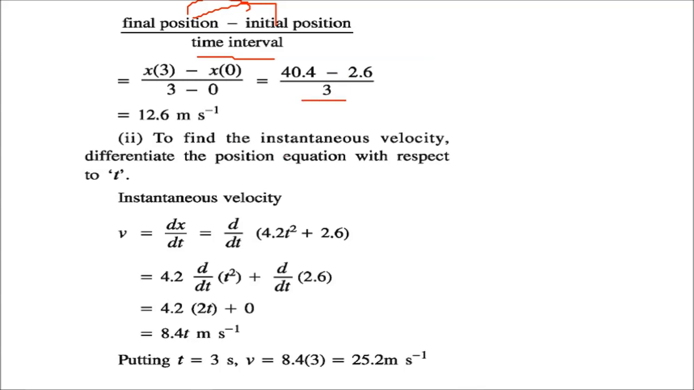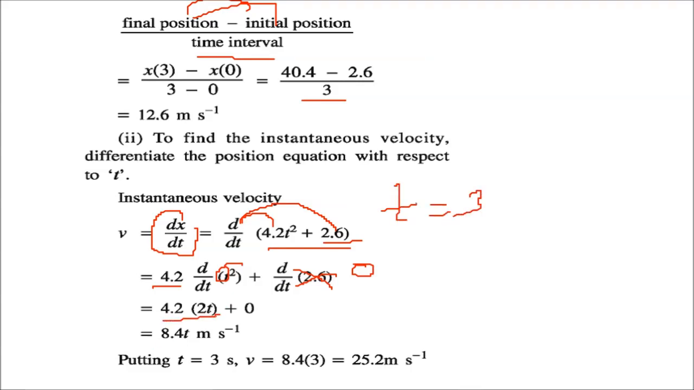How about finding the instantaneous velocity? We need to differentiate the position equation with respect to t, so we do dx by dt. Let us differentiate it. d by dt of 4.2 t squared: 4.2 will come out, and t squared gives 2t. For 2.6, because it is a constant, the differentiation will be 0. So we have 4.2 into 2t, and we have to find it for t equal to 3. Put t equal to 3 and you get 25.2.